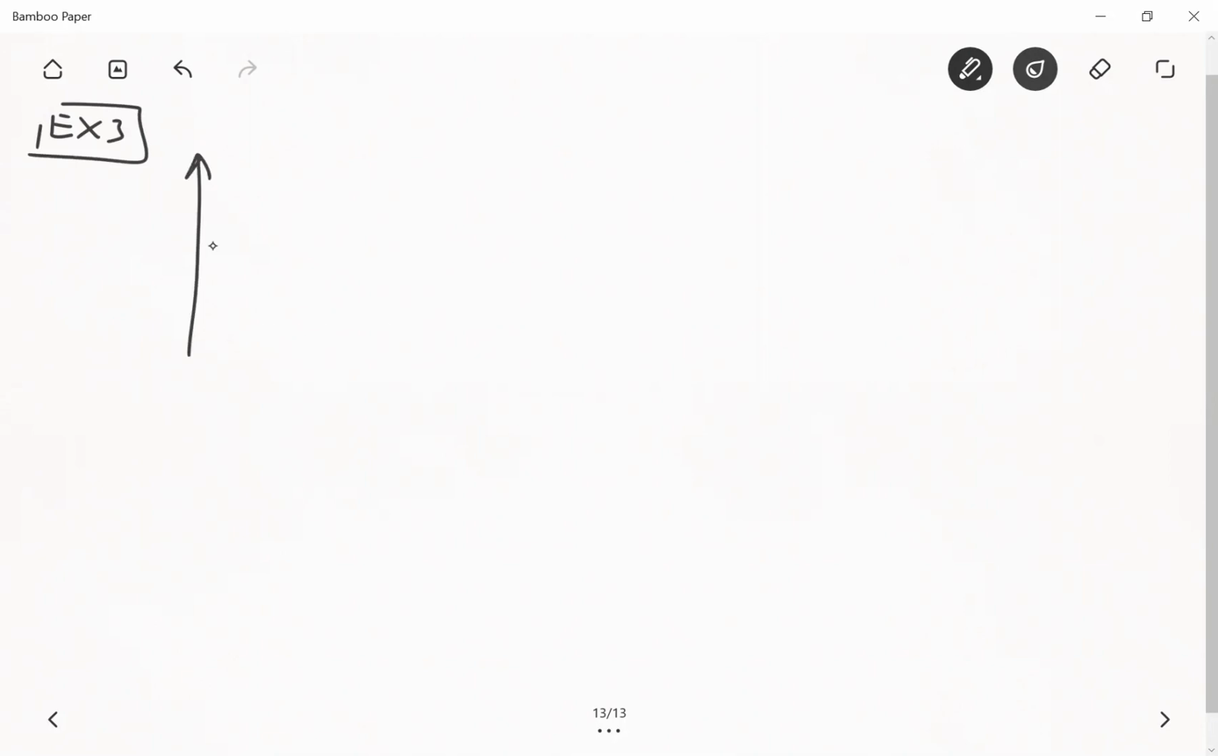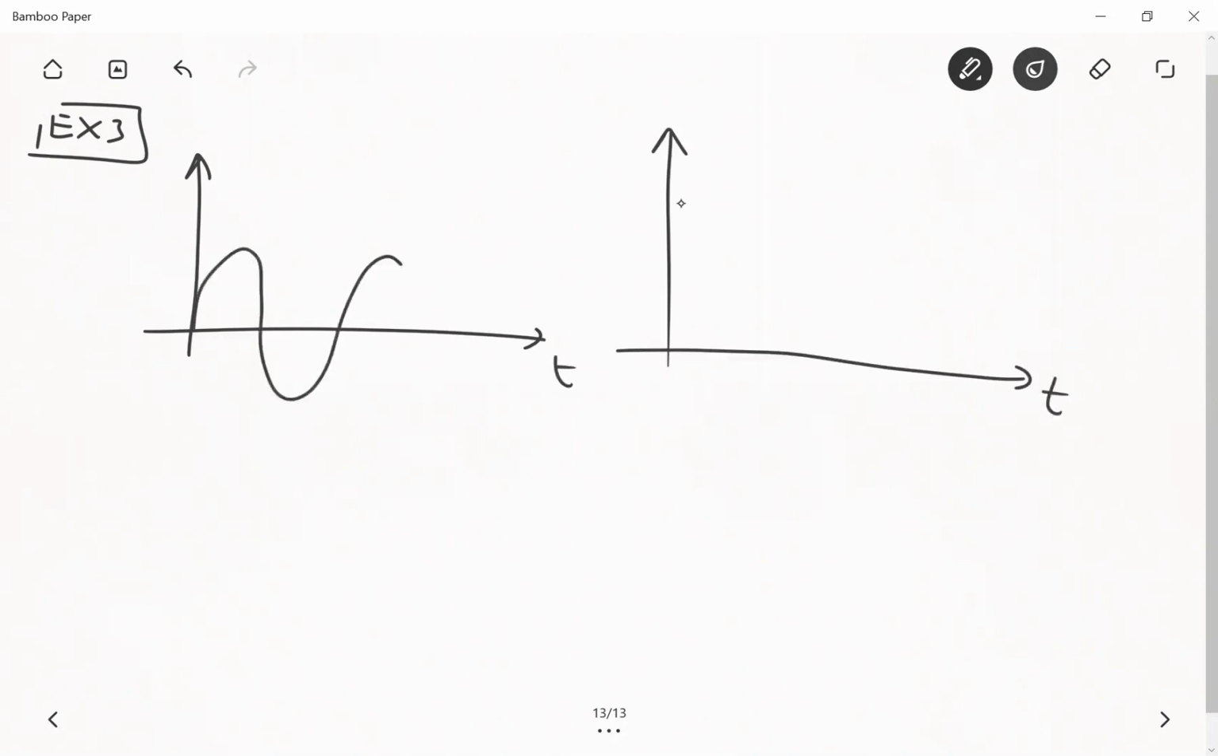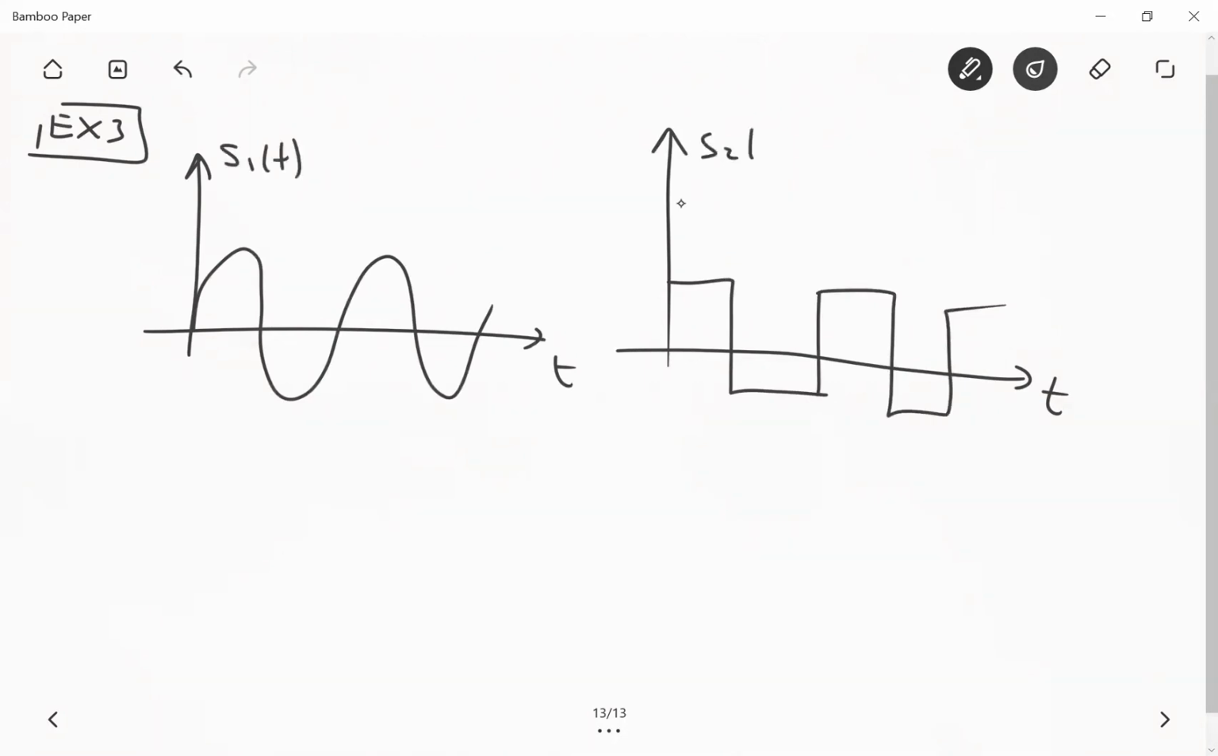So then, we have two signals. This is time, this is time, this is a sinusoidal signal, this is a square wave, this is S1(t), S2(t). Okay. So the question is, which one of these has larger bandwidth? Both of them have frequency 1 kHz. Let me write also this detail.